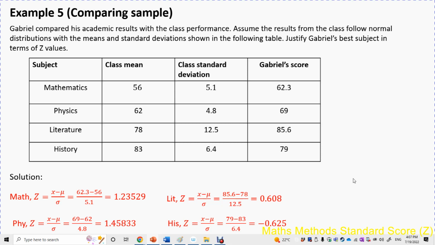Although in literature Gabriel got the highest mark, the standard score for literature was actually quite low, it's 0.608, and the highest standard score is actually physics. And you can say Gabriel is doing a good job in terms of z-score. He got only one subject lower than the average, which is history. But the question is about the best subject, so the best subject must be physics.